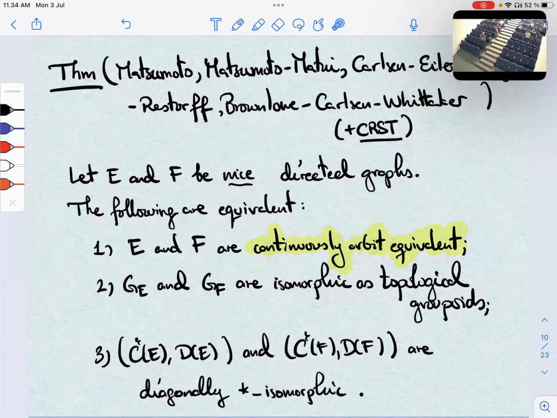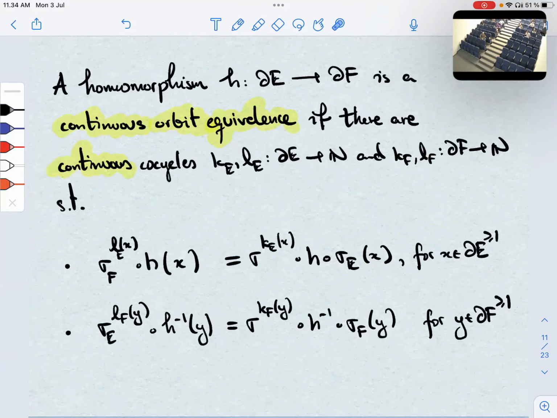Maybe I should be slightly more precise about what continuous orbit equivalence means. Now we have conjugacy, which is self-explanatory and interesting because it's exactly when the dynamics are the same. But dynamics is also very interested in orbit equivalence, because sometimes conjugacy is just too difficult. So let me be precise about a homeomorphism being a continuous orbit equivalence. That means this complicated expression.